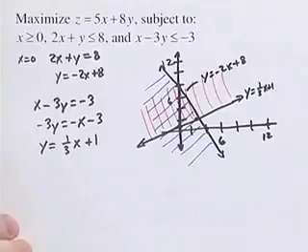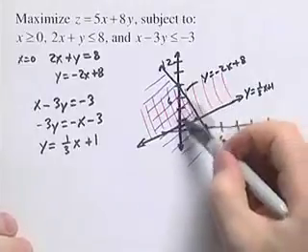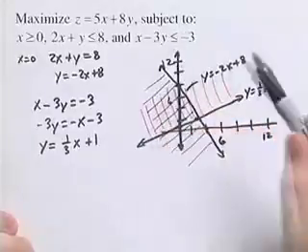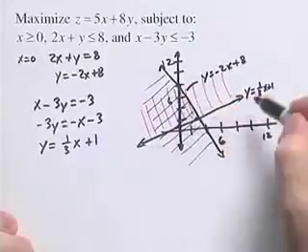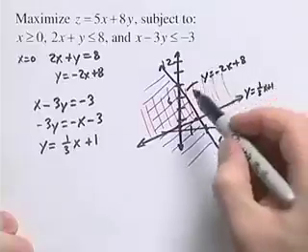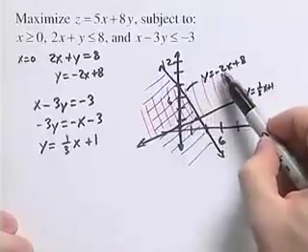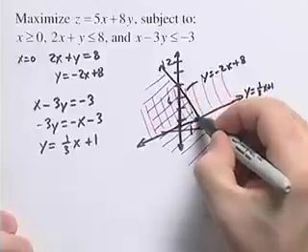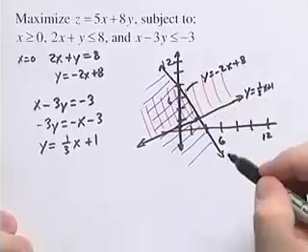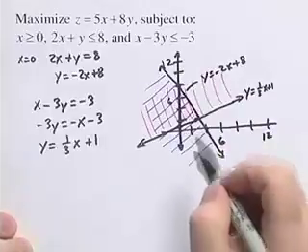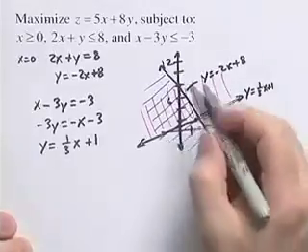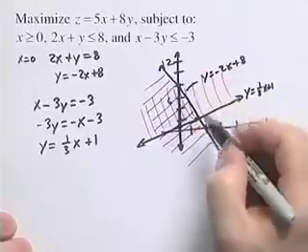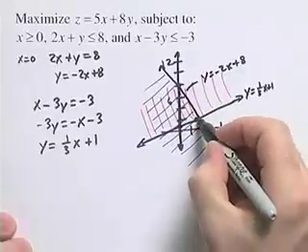Now our feasible region for this problem is going to be where the overlap lies. We need to be to the right of the y-axis. We need to be above the line y equals 1/3 x plus 1. And we need to be below the line y equals negative 2x plus 8. That puts us in this region right here, this triangular region. We need to find the corner points for this region. These are going to be y-intercepts for our two lines, and we'll need to find the intersection point for those lines.